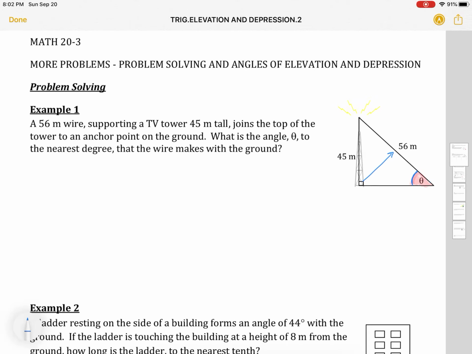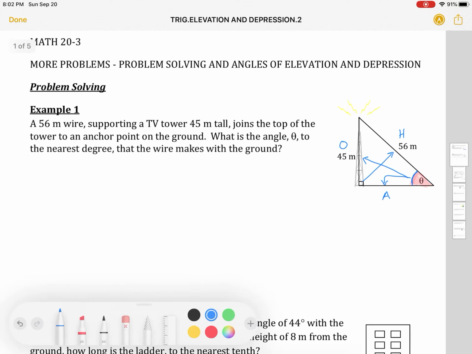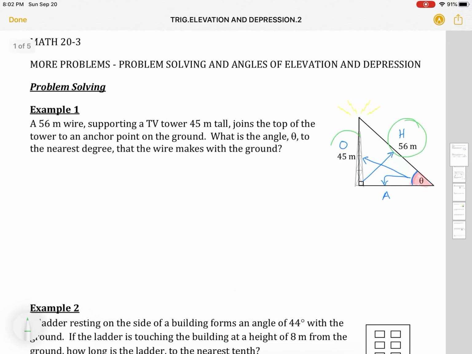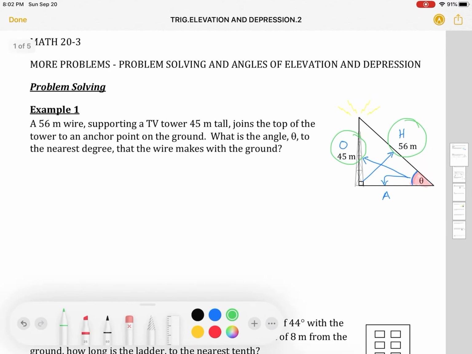Now we are going to follow our procedures. This is our angle of interest, the theta. So 56 is across from the right angle, so that would be our hypotenuse. And 45 is opposite our angle of interest. The side we don't know, we don't care about, is our adjacent. So now we've labeled our sides, first step.